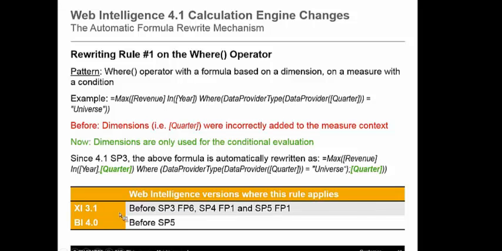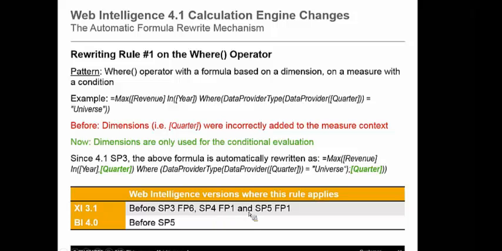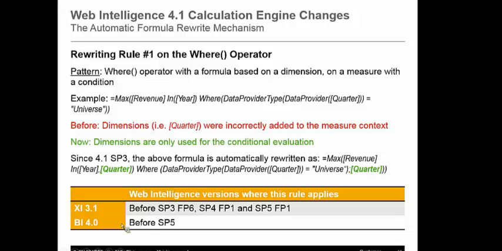It is applied to documents coming from XI 3.1 before SP3 Fixpack 6, SP4 Fixpack 1, and SP5 Fixpack 1. It will also be executed on BI 4.0 for documents before SP5. So that's the first rule of this mechanism.